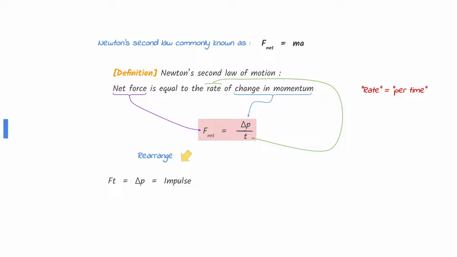Note that if you rearrange a bit and put time next to the force, you get the impulse equation. Also, if you substitute the change in momentum with m(v minus u), you can see how the equation becomes F equals ma.